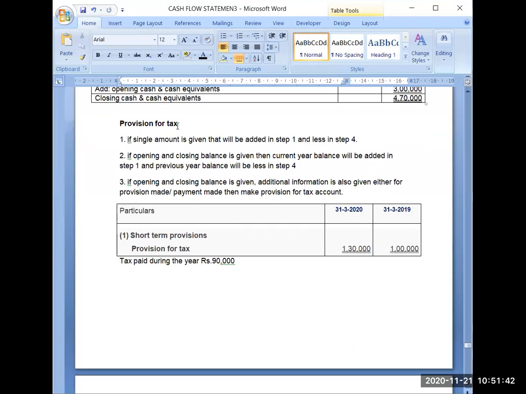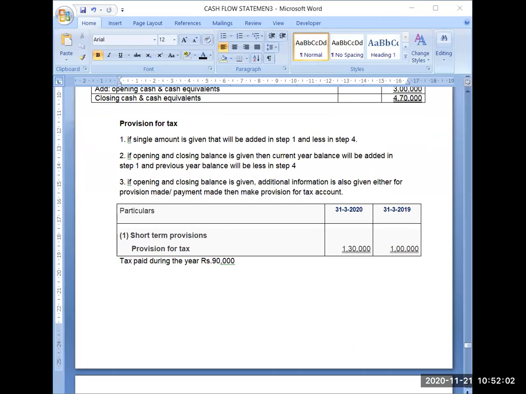So today we will discuss first provision for tax. Some rules are to be followed for provision for tax. See first point. If single amount is given, that will be added in step 1 and less in step 4. Now single amount means that either you may get tax paid information or you may get provision for tax information in the question. Then what to be done regarding that we have to discuss.